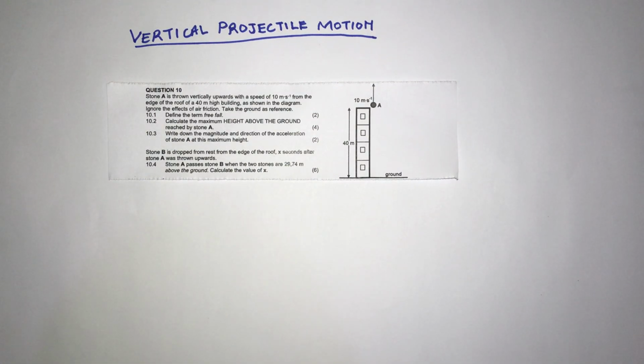Question 10, vertical projectile motion. Stone A is thrown vertically upwards with a speed of 10 meters per second from the edge of a roof of a 40-meter high building. As shown in the diagram, ignore the effect of friction. Take the ground as reference.